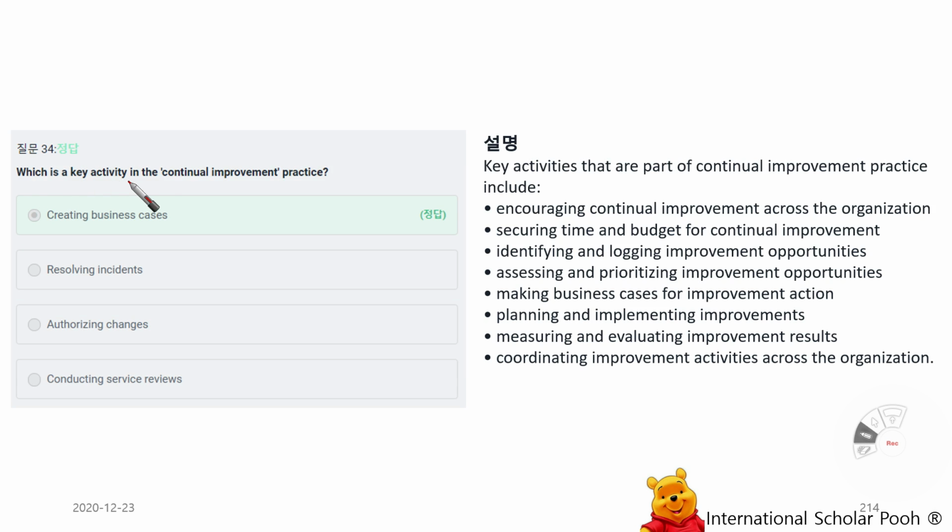What are the key activities in the continual improvement practice? Creating business cases. Key activities that are part of the continual improvement practice include encouraging continual improvement across the organization, securing time and budget for continual improvement, identifying and logging improvement opportunities, assessing and prioritizing improvement opportunities, making business cases for improvement action, planning and implementing improvement, measuring and evaluating improvement results, and coordinating improvement activities across the organization.